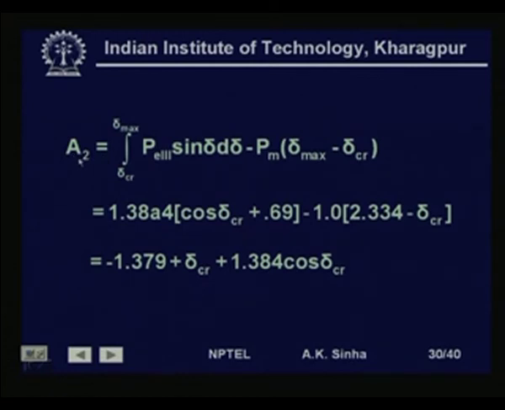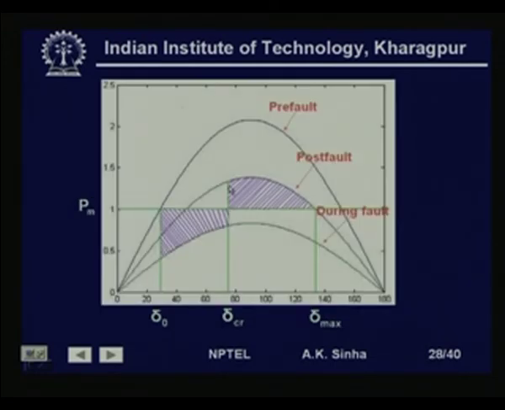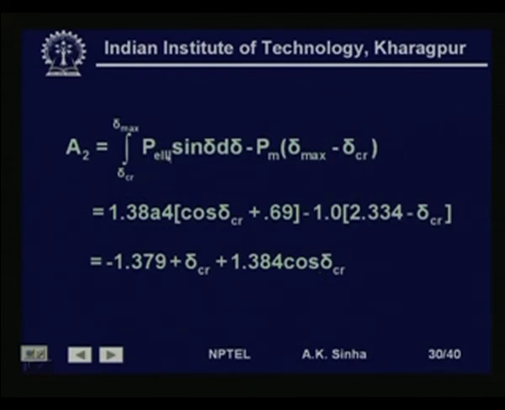Similarly, we will get the decelerating area A 2 as the integral from delta critical to delta max of P e 3 sin delta d delta, minus P m into delta max minus delta critical. That is, we are saying the area under this curve from this point to this point, minus the rectangular area here. So, that is what we are writing here: P 3 sin delta d delta from delta critical to delta max, minus P m into delta max minus delta critical. So, substituting the values, this comes out to be minus 1.379 plus delta critical plus 1.384 cos delta critical.